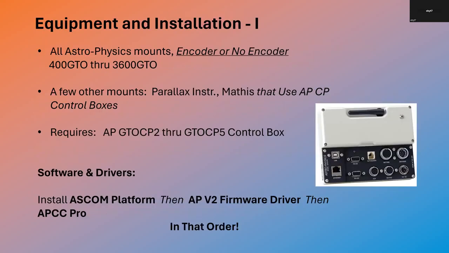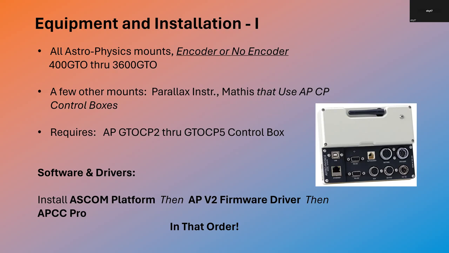So the equipment and installation, part one. This pertains again to all Astro-Physics mounts. It does not have to be an encoder-equipped mount. It can be a non-encoder mount, a regular servo motor mount, such as an AP900. Some of the other manufacturers, I think, are like Mathis and Parallax. They use an AP control box of one sort or another. So some of those mounts are capable of utilizing this technology.